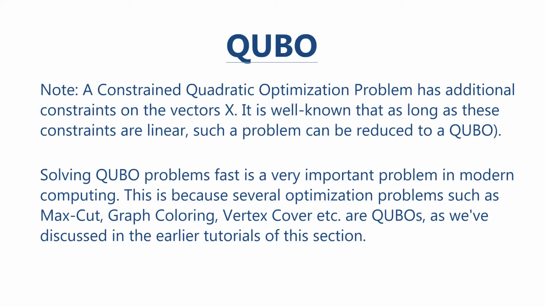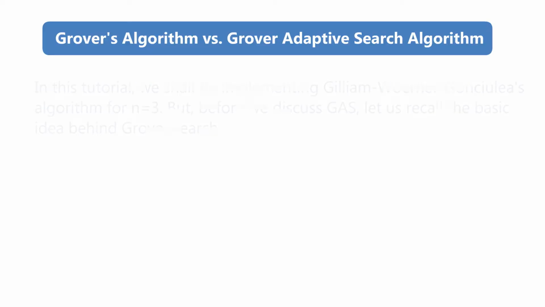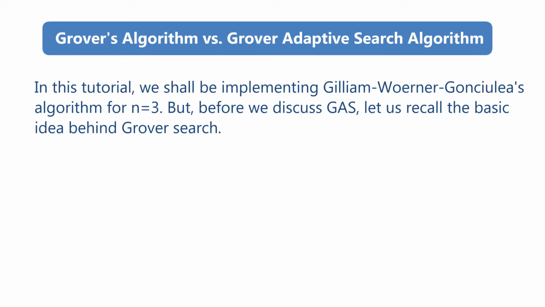Solving QUBO problems fast is a very important problem in modern computing. This is because several optimization problems such as max cut, graph coloring, vertex cover etc. are QUBOs, as we've discussed in the earlier tutorials of this section. In this tutorial, we shall be implementing Gilliam-Woerner-Gonciulea's algorithm for n equals 3. But, before we discuss GAS, let us recall the basic idea behind Grover search.